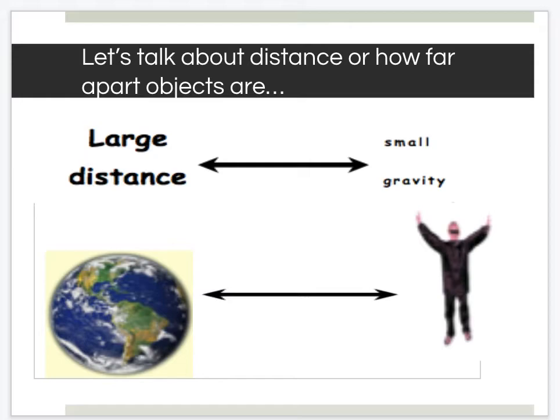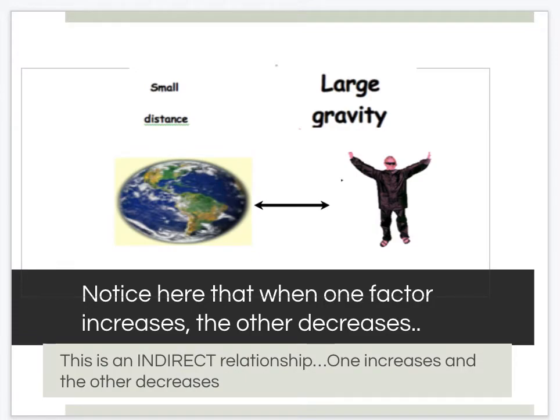So this is what I started talking about with the sun and tides. Distance also affects the amount of gravity, so the larger the distance, the less gravity. So the more distance between objects, the less gravity. So if there's a small distance, if objects are close together, gravity is going to be larger. So when one factor increases, the other decreases, and this is called an indirect relationship. A direct relationship is when one factor increases, the other one also increases. An indirect relationship is when one increases but the other decreases. So as distance between objects increases, gravity is going to decrease.